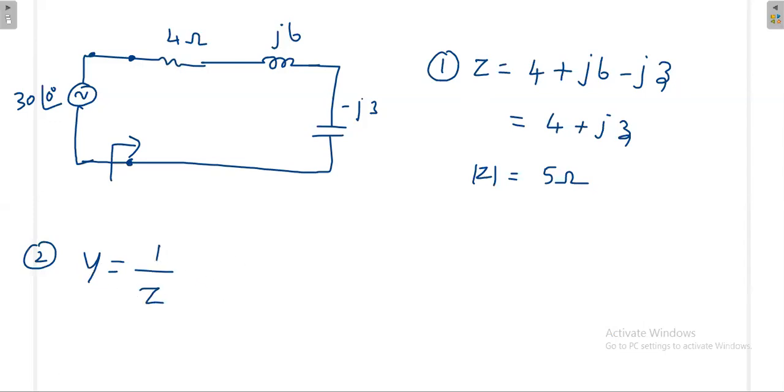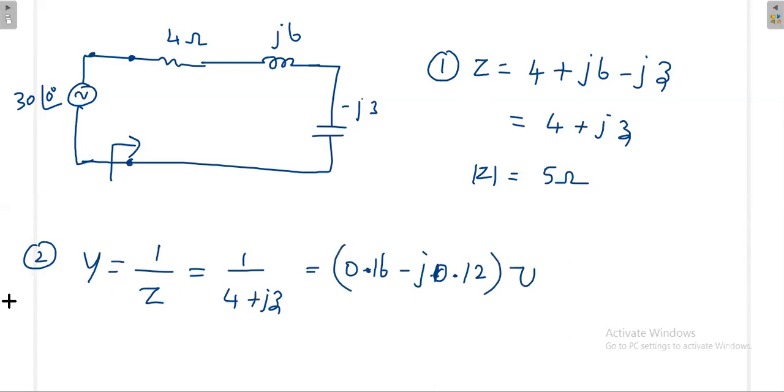So what is the 1 by Z value? 1 by 4 plus j3. And then what is the final answer? Once you do the mathematics here, you will get 0.16 minus j0.12.